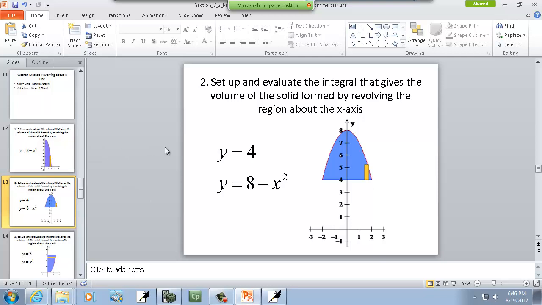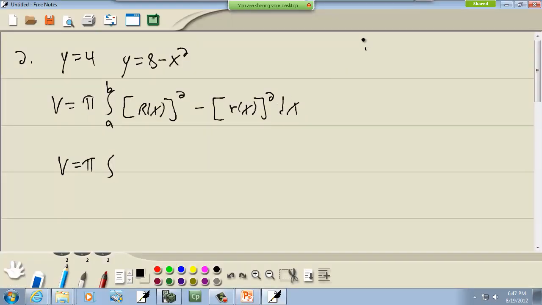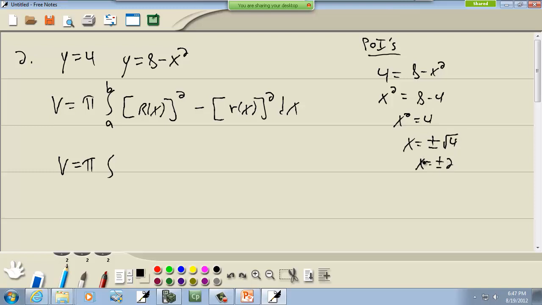So it looks like. Now, if I'm not quite sure about that, I could set these equal to each other and solve it. Remember our POIs. The reason why they give you these graphs, though, is so you don't have to do that much work. But 4 is equal to 8 minus x squared. Take negative x squared to the left side, becomes a positive x squared. 8 minus 4. We get x squared is equal to 4, and x is equal to plus or minus square root of 4, or x is equal to plus or minus 2. So it is from -2 to 2.